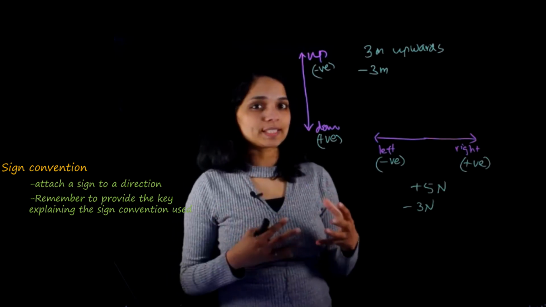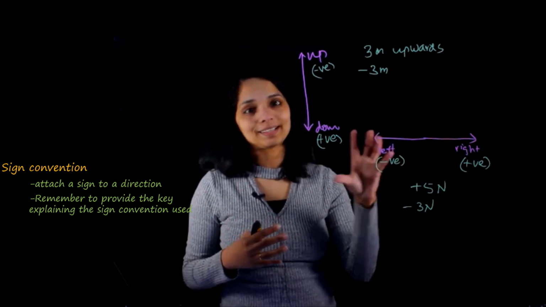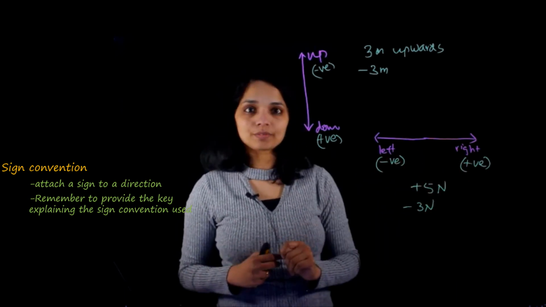Whenever you use a sign convention in a problem, you should remember to provide the key explaining the sign convention in the problem. Something like this one: left is negative, right is positive, something like that.